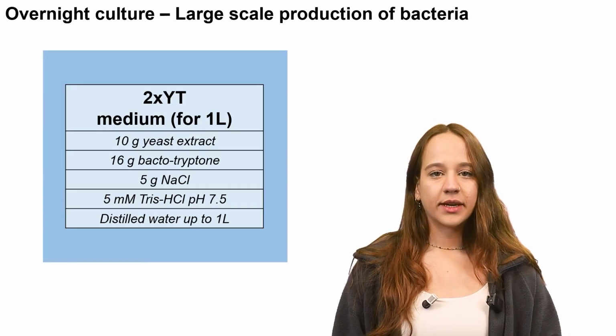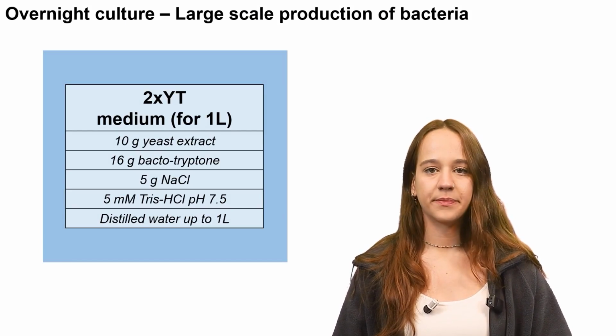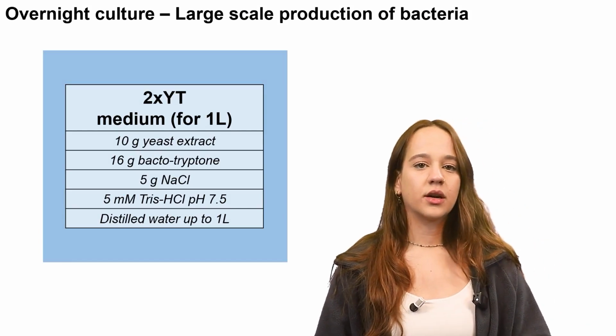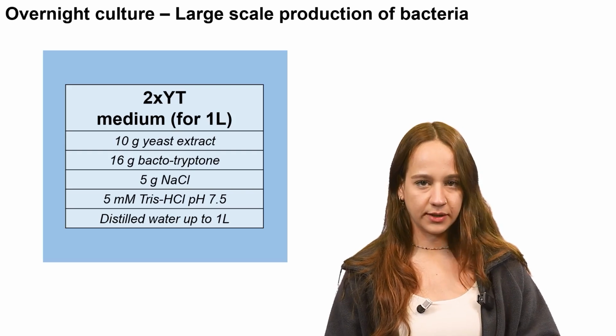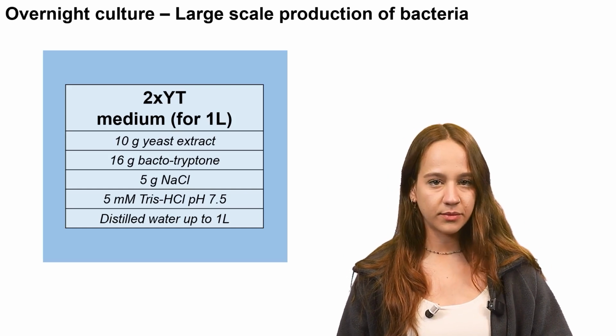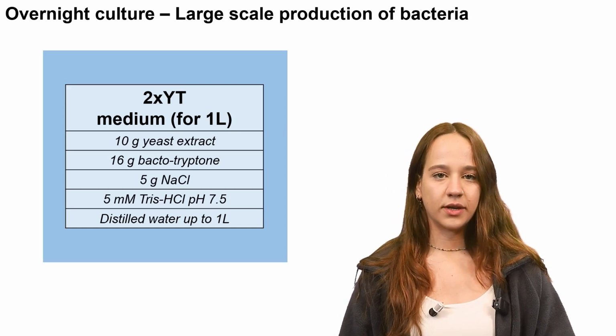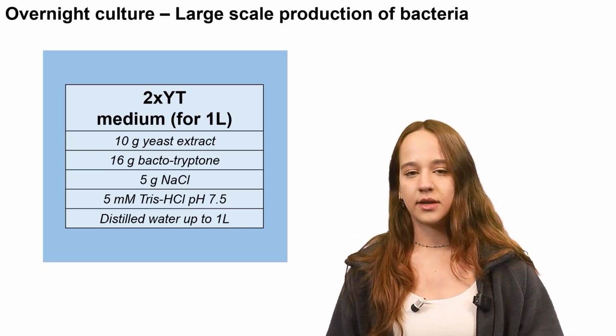The next day, we can prepare a culture medium for large-scale production of bacteria. We prepare large flasks with 2.5 liters of sterile medium. We usually prefer to use 2xYT medium as compared to standard Luria broth. This medium is richer and allows us to grow more cells.